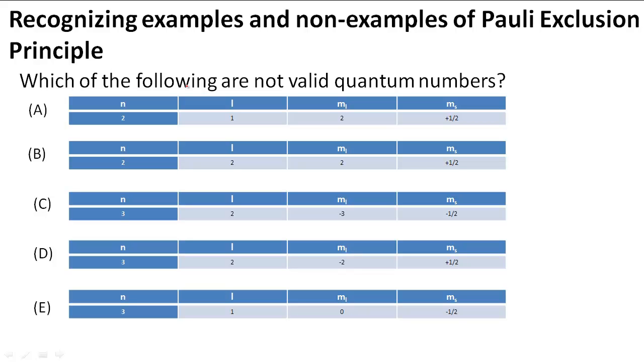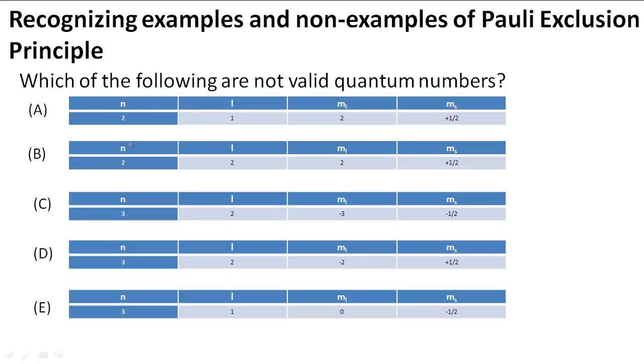Recognizing examples and non-examples of the Pauli exclusion principle. In this example problem, it says which of the following are not valid quantum numbers. So we have to look at all the 4 quantum numbers we have here and see if they could actually be an electron. So A, we have A here.